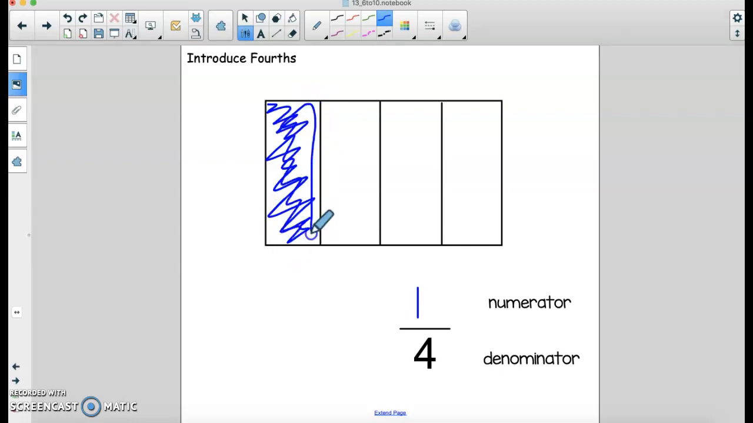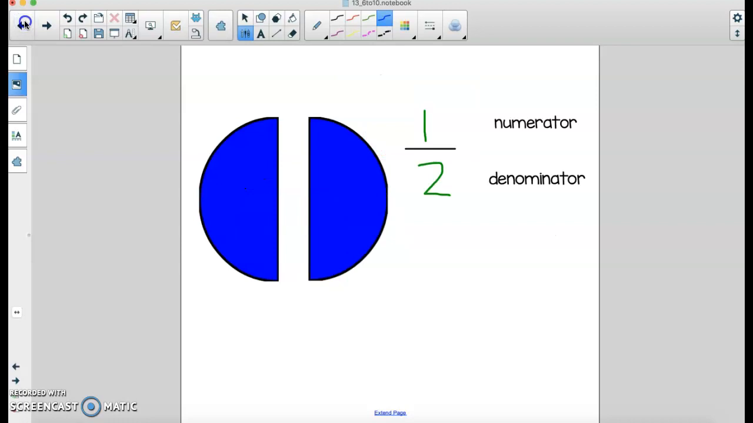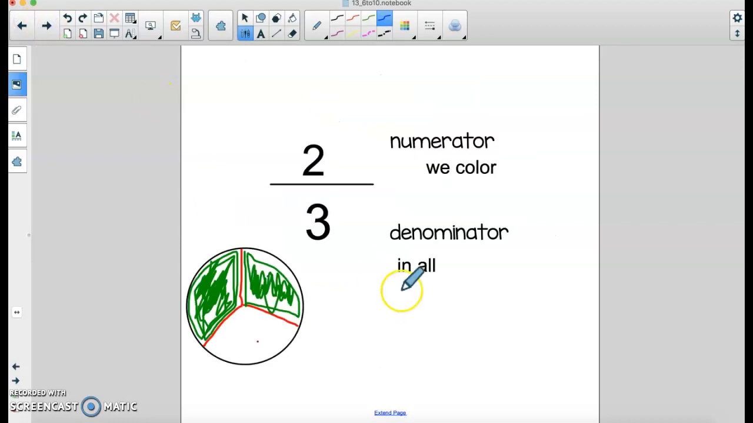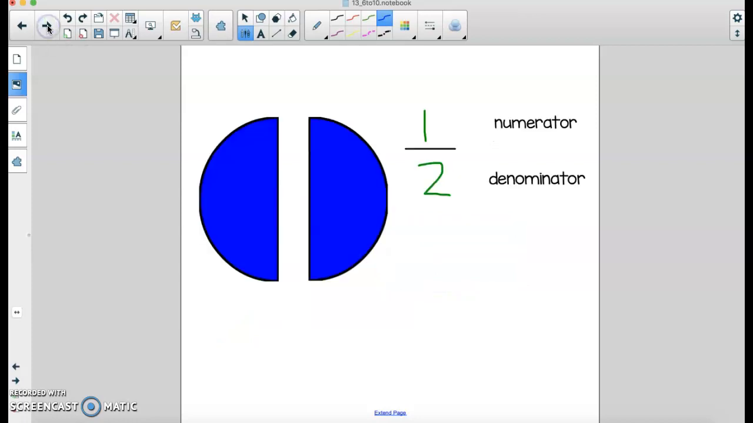So remember, the denominator means the bottom number. That means how many pieces in all. If I go back to my beginning slide, I said that the denominator means how many pieces are in the whole. And then the numerator is how many we color in or give away or eat or whatever it is. So it's taking one whole item and splitting it up. Now remember, a fraction is only like one thing split up into smaller parts.